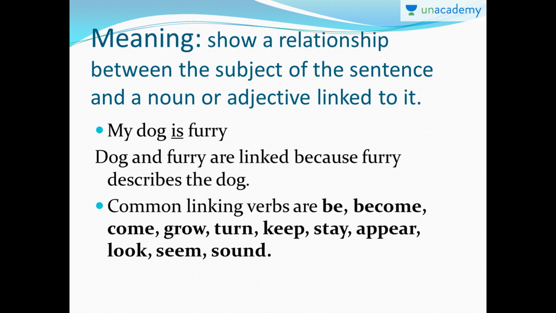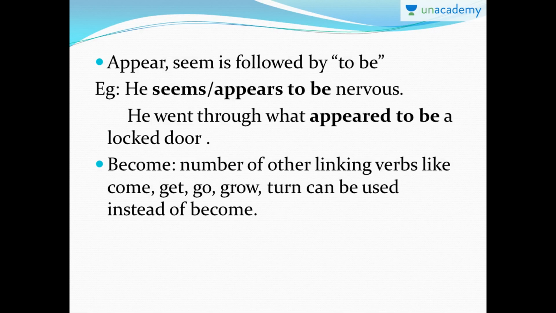The common linking verbs are be. What are the forms of be? Is, are, past tense of is and are, was and were, future tense will be. Become, grow, come, turn, keep, stay, appear, look, seem, sound. These are the most commonly used linking verbs. Let's learn each and every one of them using an example for better understanding.